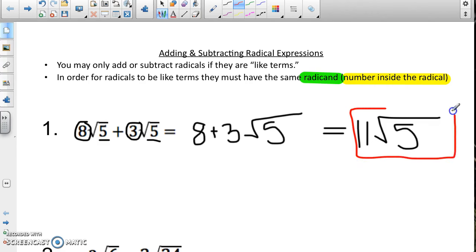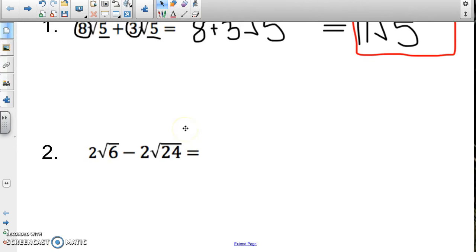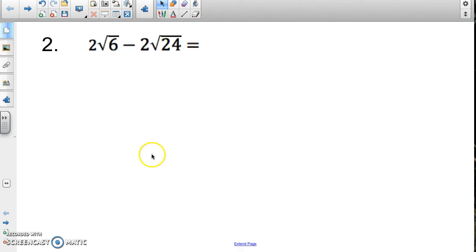Okay, so we're going to move on to a bit more challenging questions. Let's scroll down here. And we have 2 radical 6 minus 2 radical 24. So now if you look, we have a 6 and a 24 inside of the radical. We do not have any like terms. But if you remember from our unit on simplifying radicals, the 24 can be broken down.